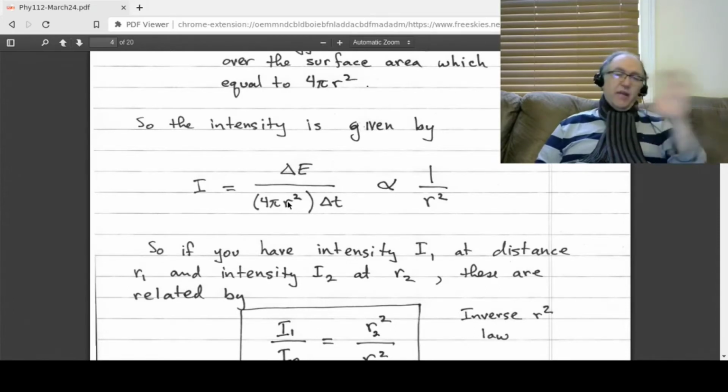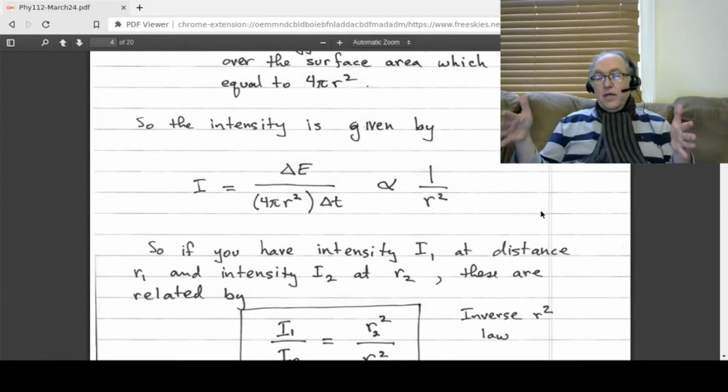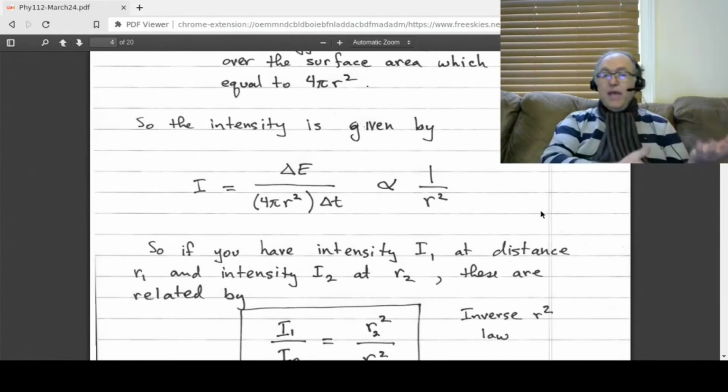but it's in the denominator. So if you forget about all the other factors, you can see that the intensity is going to be proportional, that symbol just means proportional to, 1 over r squared. That means that as you go out further, the intensity will drop. But it doesn't drop as 1 over r, it actually drops as 1 over r squared. The implications of that we'll see when we do a problem.